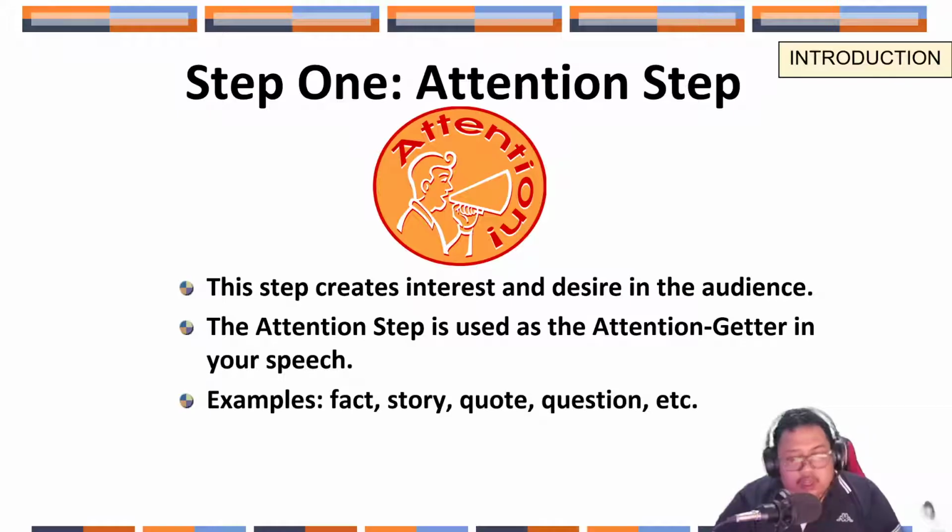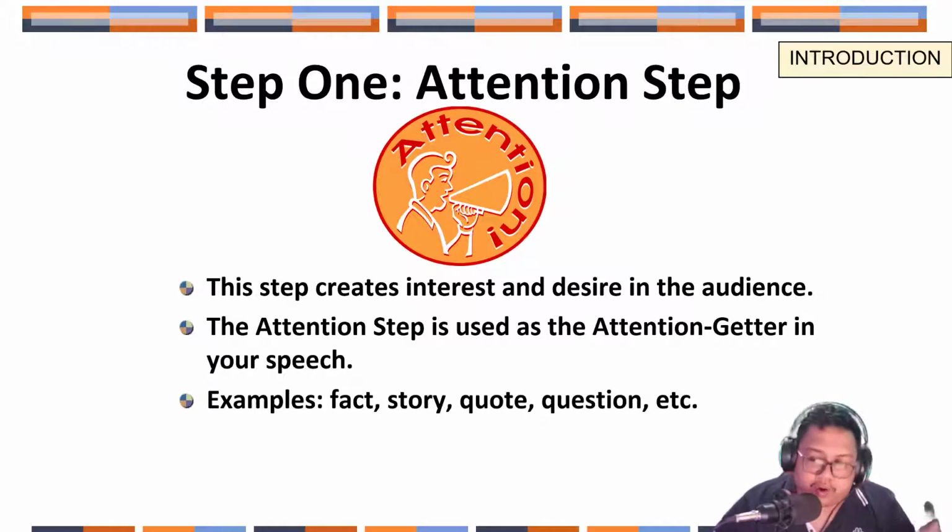Okay, so in this step you can use a lot of different kinds of attention getter. For example, you can use a fact, a story, a quote, a question, and an example. Those are very good attention getters that will help you to make the audience listen to you well. Because remember, if you have something interesting, they will want to listen to you. But if you don't have something interesting, they will just ignore you. Remember that. Okay?